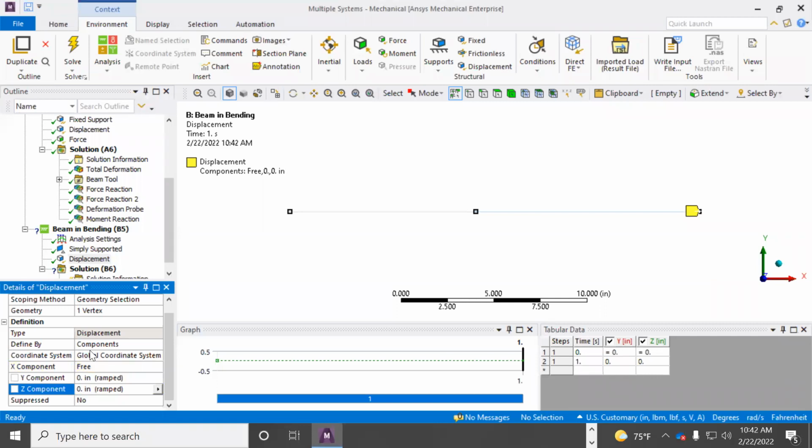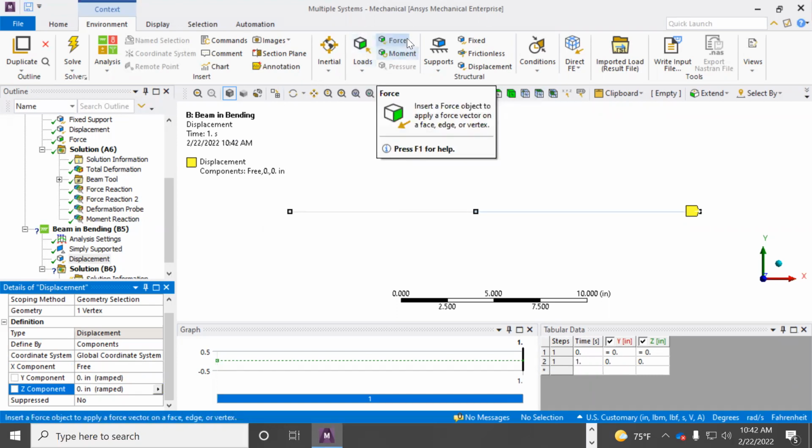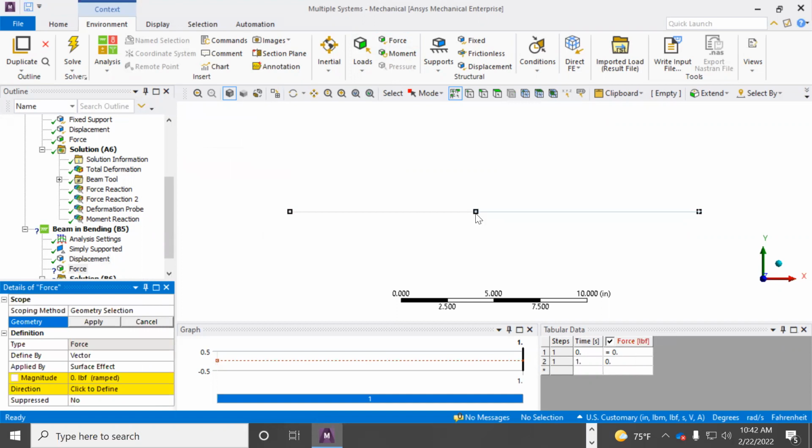Okay, so these are boundary conditions. Next, I go to loads. And we have a simple force. So I can come here, select a force applied on the vertex. I picked the edge by mistake. That's not what I want to do. So I want to make sure that I pick my vertex. Do not pick the edge. If you pick the edge, ANSYS will distribute the load uniformly over the edge, which is another good feature.